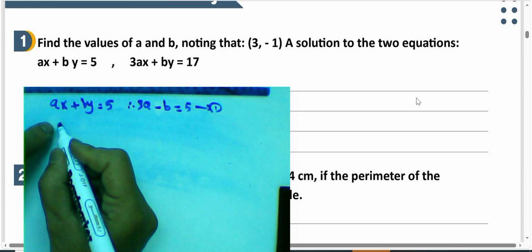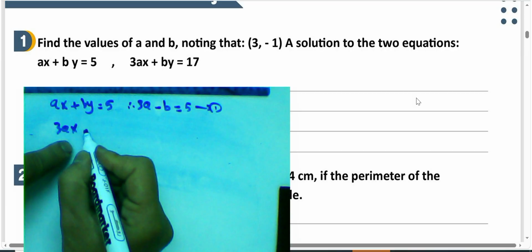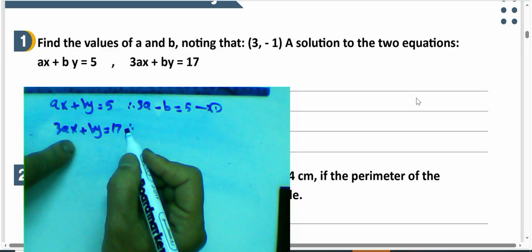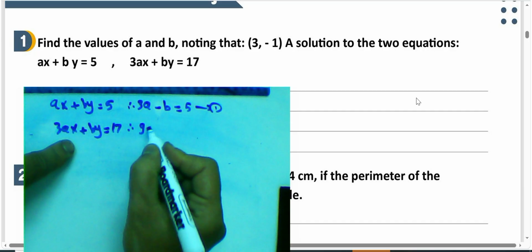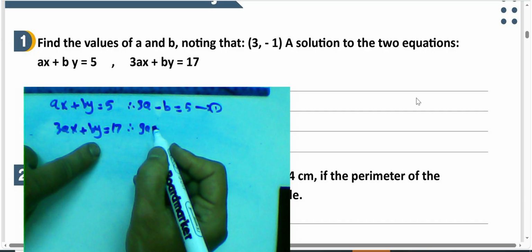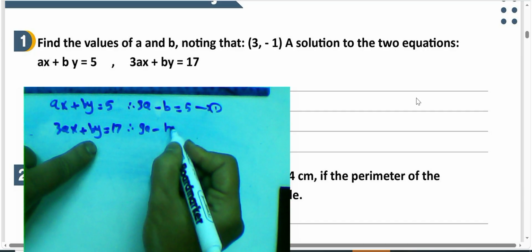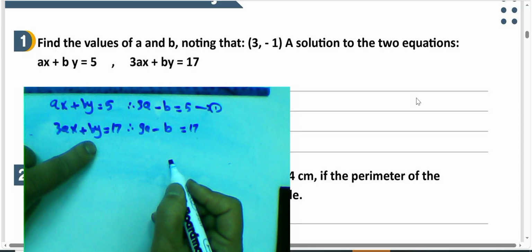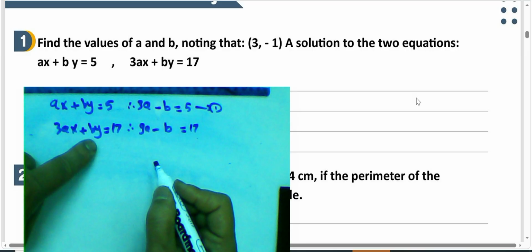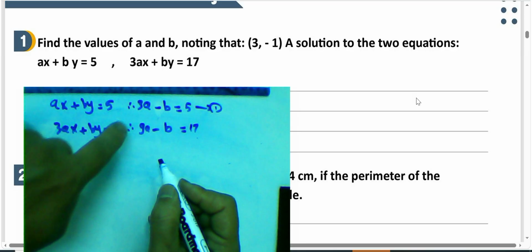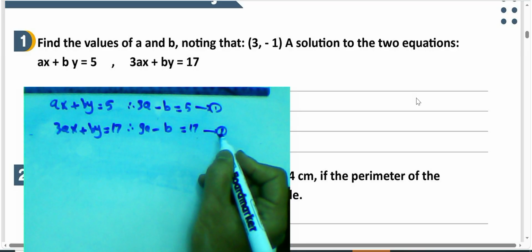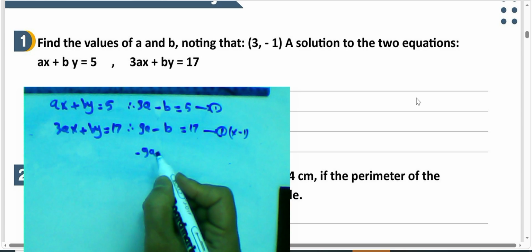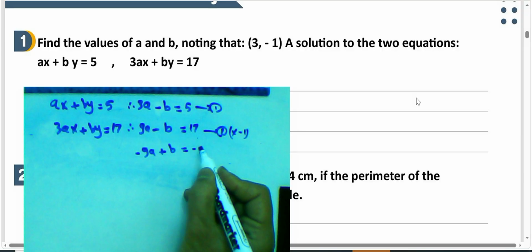And the second equation, we have 3ax plus by equivalent to 17. Then put the value of x equal 3, times 3 is 9, and the value of y is negative 1 times b, it will be negative b, equivalent to 17. Okay, we can solve the two equations together here by multiplying the second equation by negative 1. Then we have negative 9a plus b equivalent to negative 17.